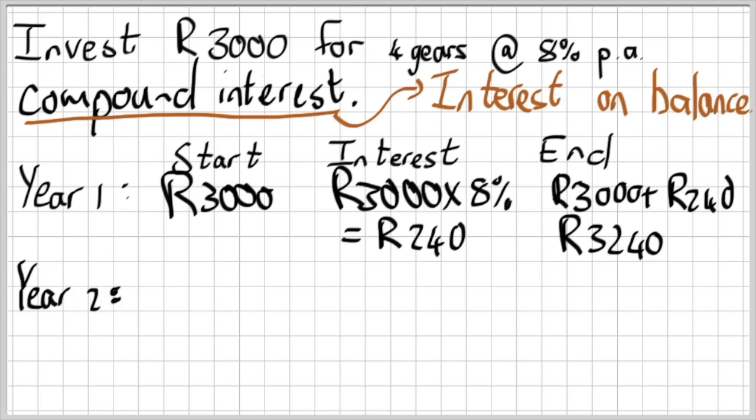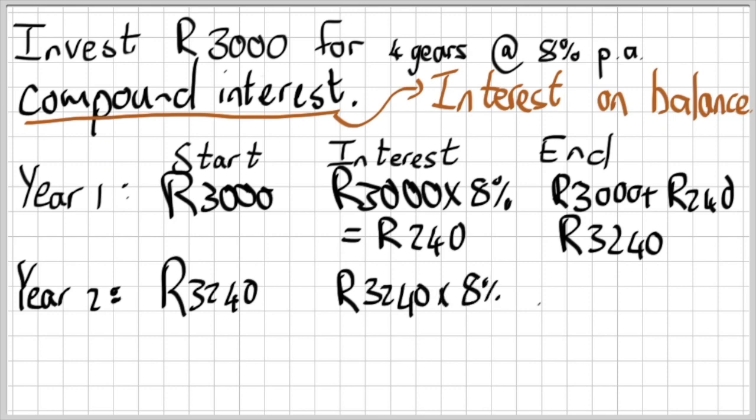But the difference comes in year 2. In year 2, my starting balance is 3,240 Rand. So how much interest am I now going to earn? Remember, it's interest on the actual balance. So it's interest on the 3,240 Rand, which is then 259 Rand and 20 cents.